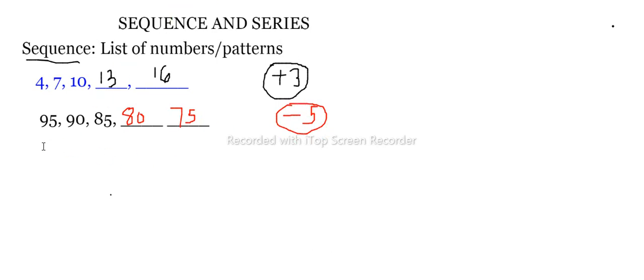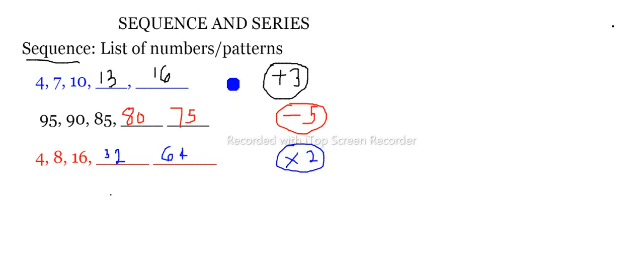Then we have some other pattern in which let's say I have 4, 8, 16. If you look at this number pattern or this sequence, you will notice that we keep multiplying by 2. So 4 times 2 gives 8. 8 times 2 gives 16. So 16 times 2 will give 32. Then 32 times 2 will give 64. So in this pattern, we keep multiplying by 2.